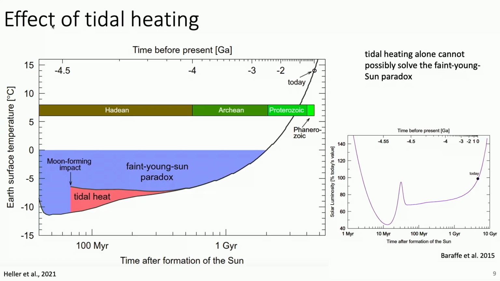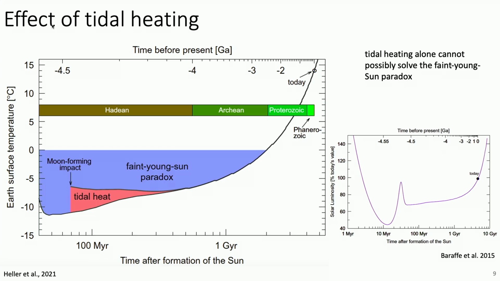But what's the effect of the tidal effect? If we want to have a large tidal amplitude, a large tidal amplitude would translate into large tidal heat. Else that doesn't work. Here is a publication by Heller and collaborators in 2021, from models where they computed the Earth's surface temperature as a function of time. Present is here, and that's the onset of the Earth.